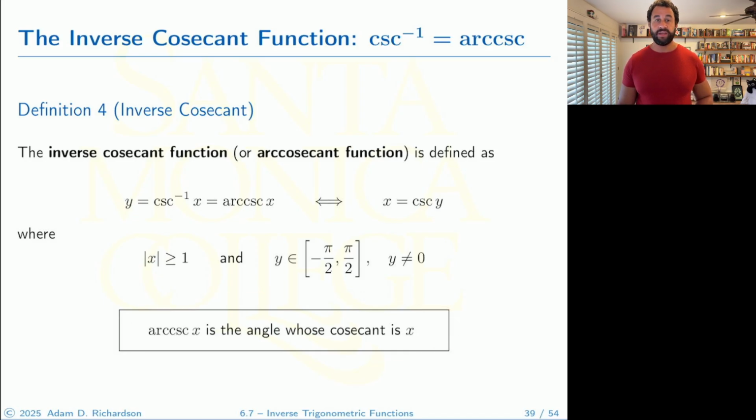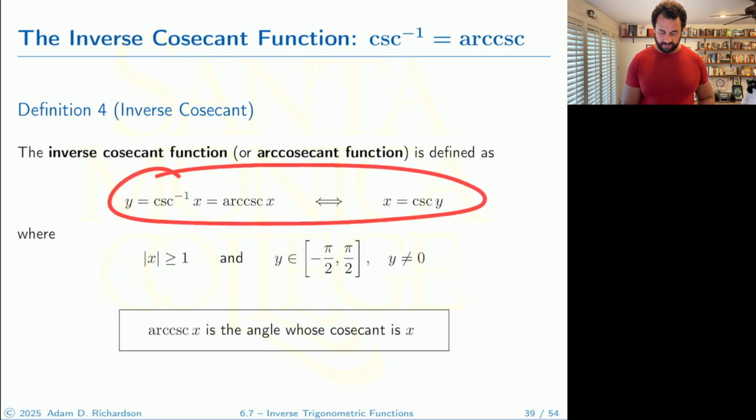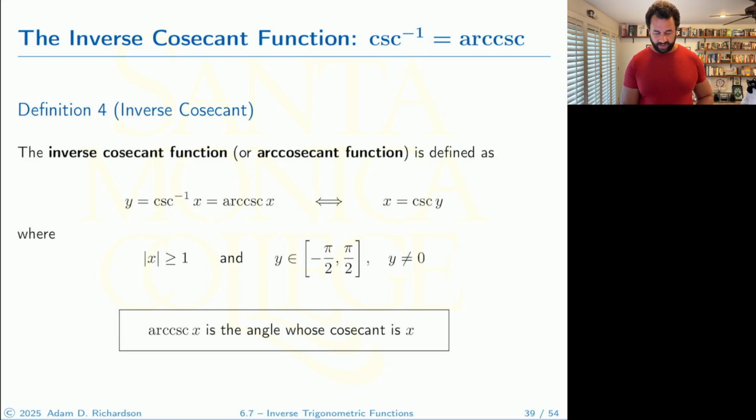So the inverse cosecant function is defined as you might expect. Y equals arc cosecant of x if and only if x equals cosecant of y. Consider the ranges and the domains. And then this is the same phrase: arc cosecant of x is the angle whose cosecant is x. What angle could that be?